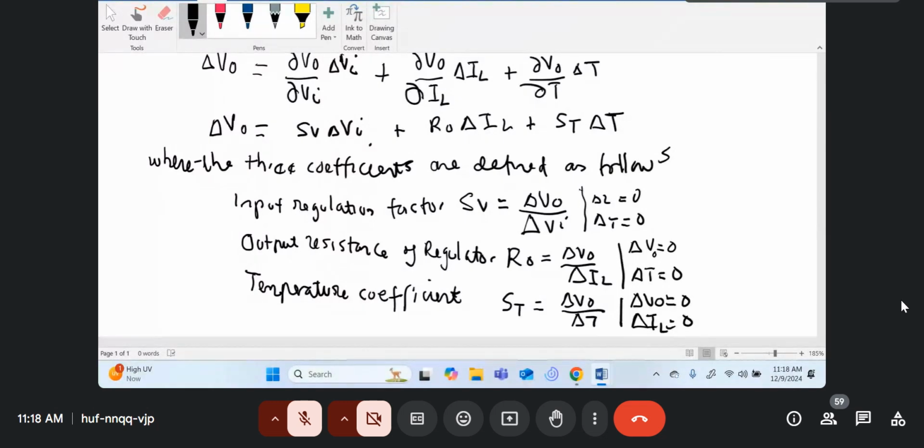So in summary, the smaller the values of the three coefficients, the better the regulation of the power supply. For a practical regulator, we want the variation with respect to input voltage, load, and temperature to be as small as possible. So the smaller these coefficients are, the better the regulator.